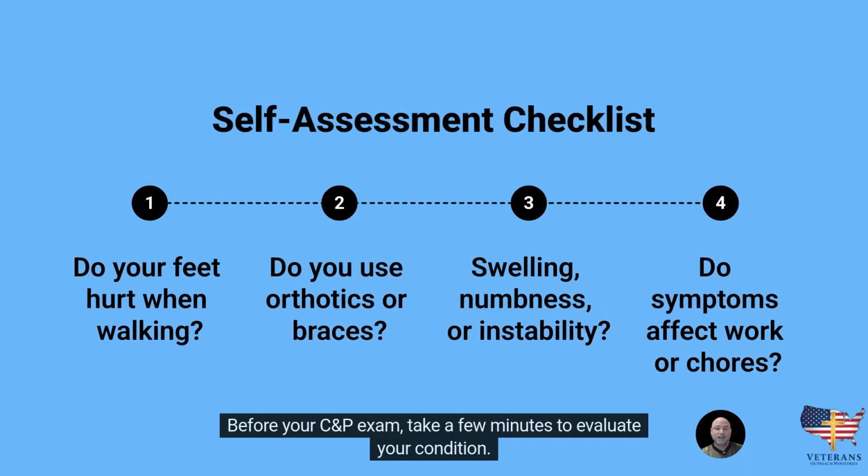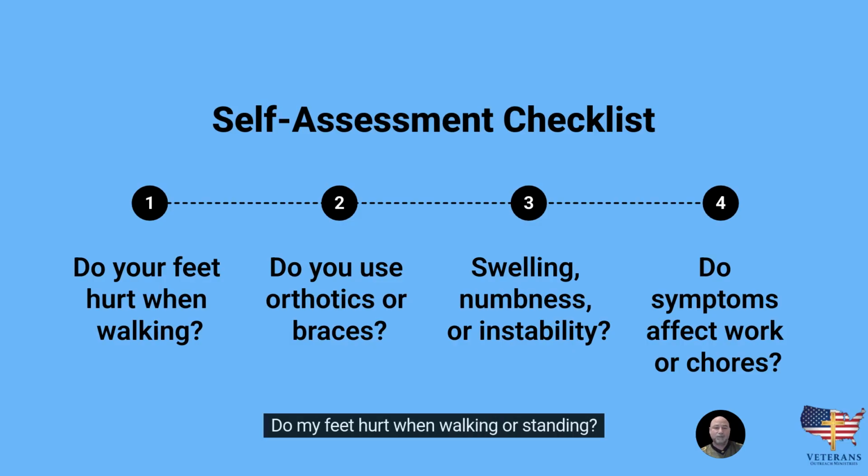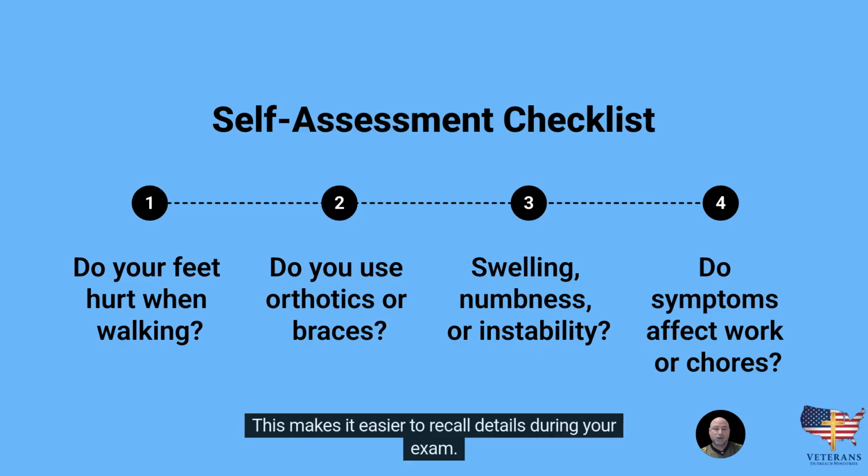Before your C&P exam, take a few minutes to evaluate your condition. Ask yourself, do my feet hurt when walking or standing? Do I use orthotics or braces? Do I have swelling, numbness, or ankle instability? Does this affect my job, chores, or hobbies? Keep a 30-day symptom diary to track pain levels and activity limits. This makes it easier to recall details during your exam.